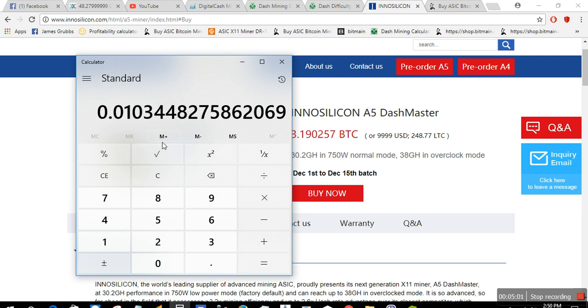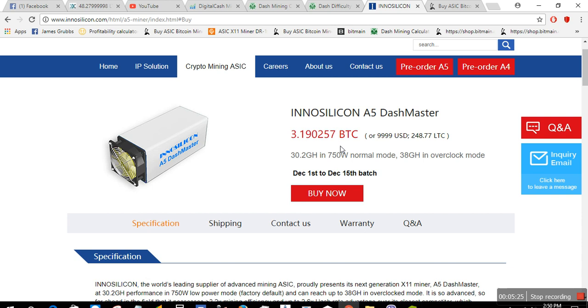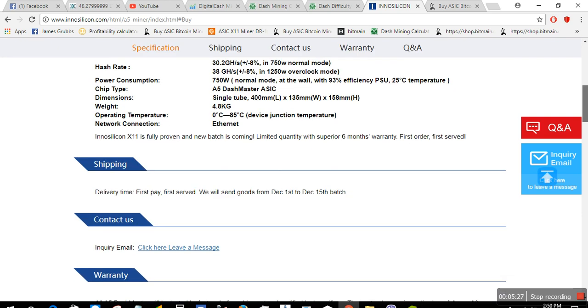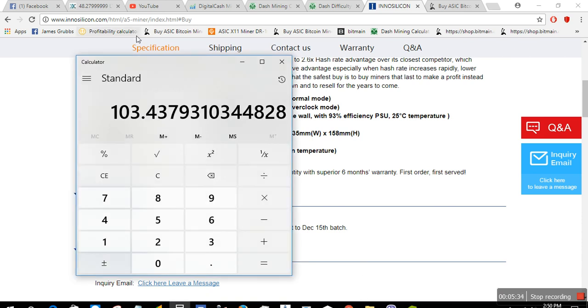We got something unusual. Let me go again. 9,999 divided by 1,450, and then we multiply it by 15. So 103 gigahertz. And this A5 Dash Master is giving us 30.2 gigahertz. So why would I buy something that is 103?